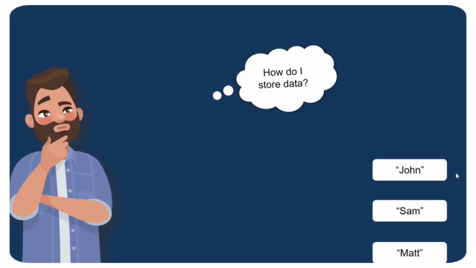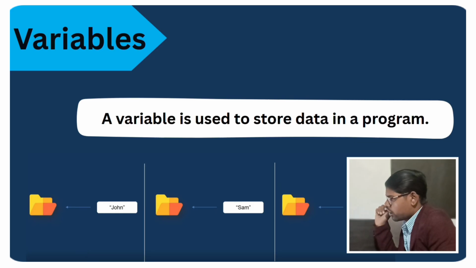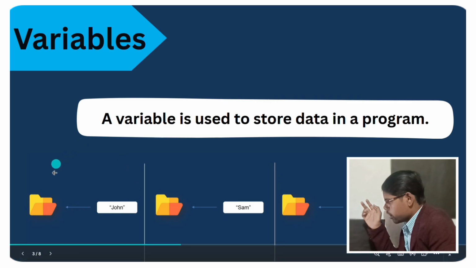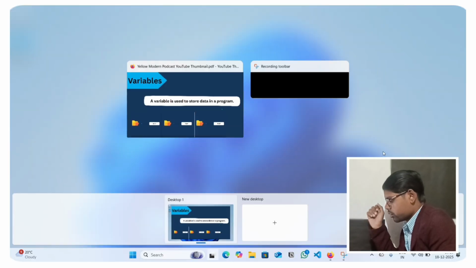How do I store data in Python? Don't worry. Let me start first with variables. A variable is used to store data in a program. A variable is a container to store data in the Python language and in other languages, like names and other things. Let us do a practical. Just one minute.